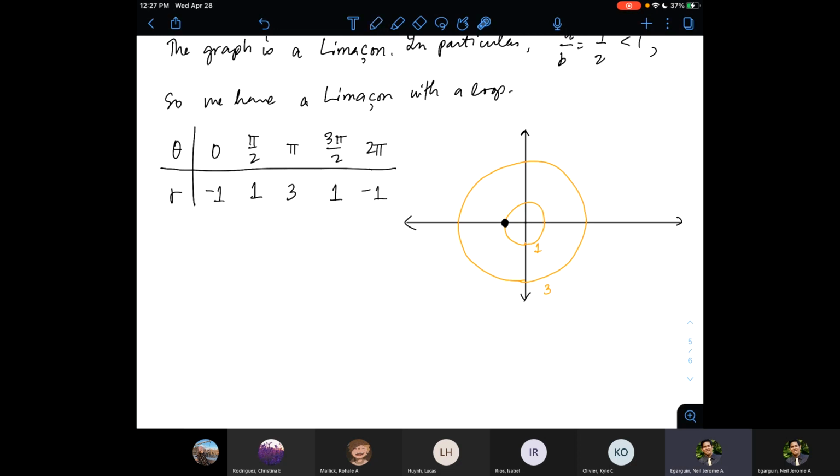Okay. When theta is pi over 2, this is our direction. R is equal to +1, so I'll plot the point in the pi over 2 direction, 1 unit away from the pole. All right. When theta is pi, so we are in this direction, R is equal to 3. So here's the radius 3 circle, so my point will be there. When theta is 3 pi over 2, we're here. R is +1, so we'll get a point there. And when theta is equal to 2 pi, we'll be back at -1. All right. So if you plot this, I'm expecting a limaçon with a loop, so it will look like this.